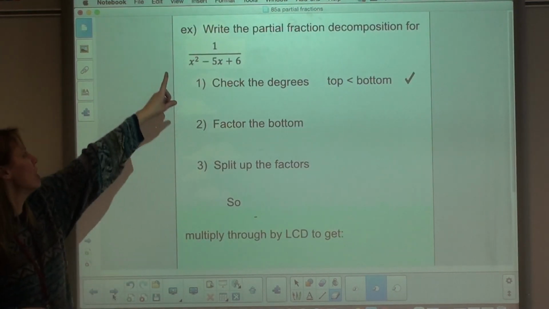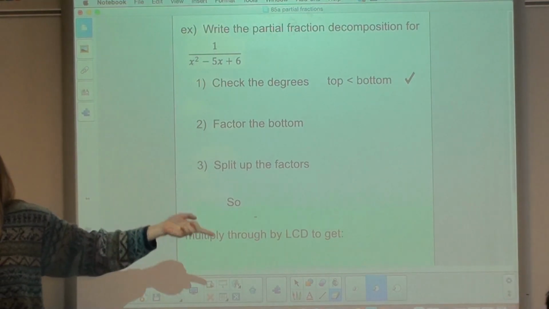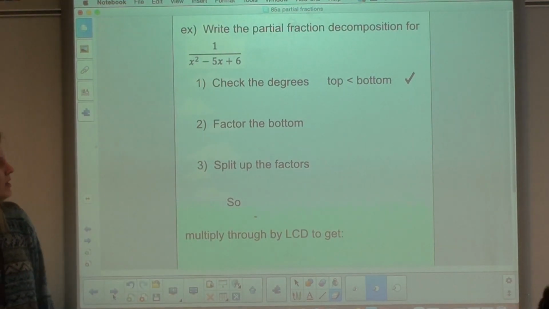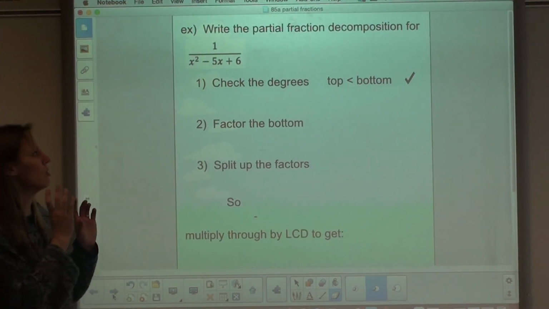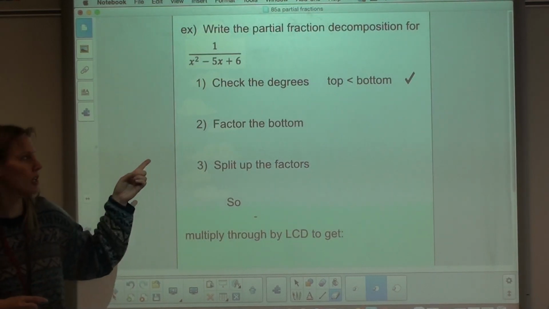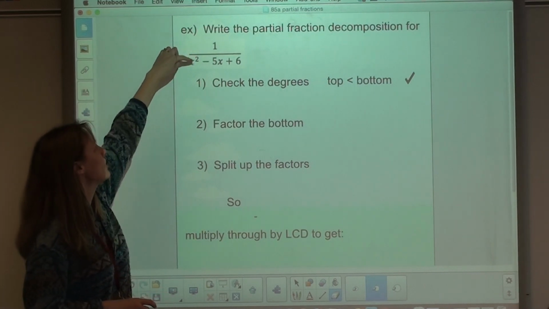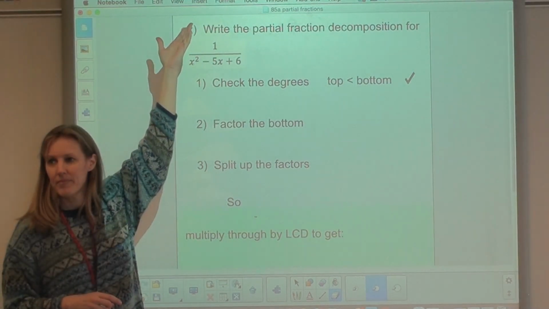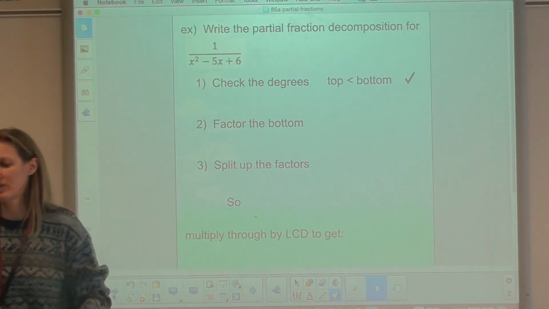So here we go. We're going to do the same problem we just did a minute ago, using partial fractions. The first thing we're going to do, we're not going to do the integral. We're just going to find the partial fraction decomposition for this function. So the first thing you do is check the degree. The top is lower than the bottom. We're good. Next thing you do is factor the bottom. Remember, take a second and factor the denominator.